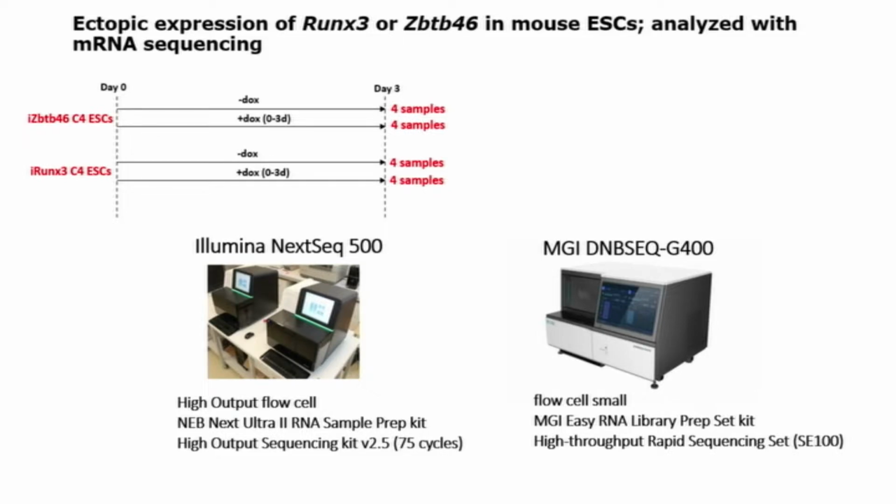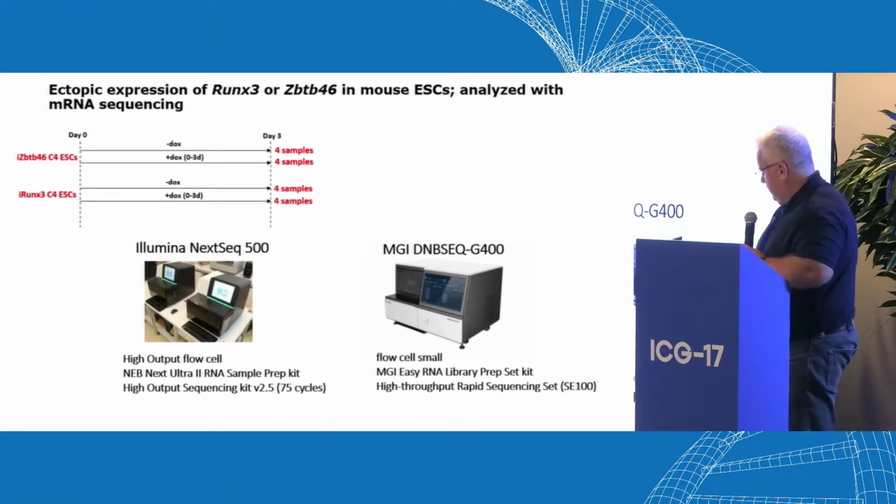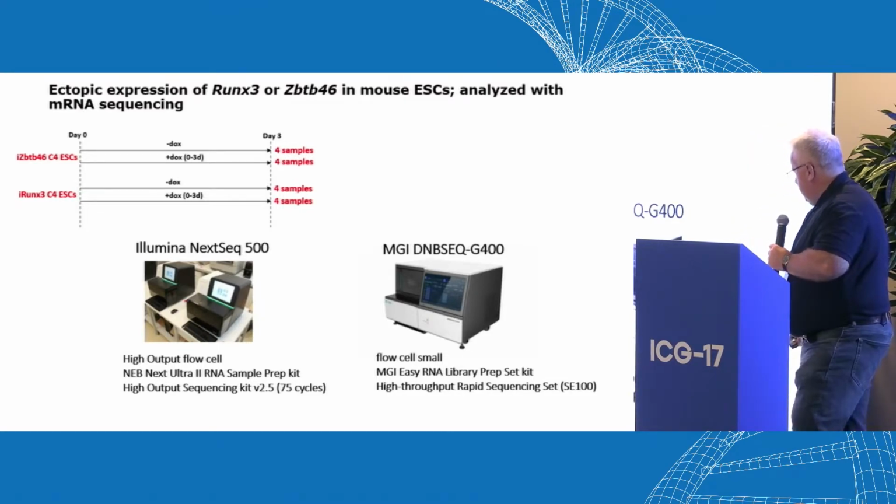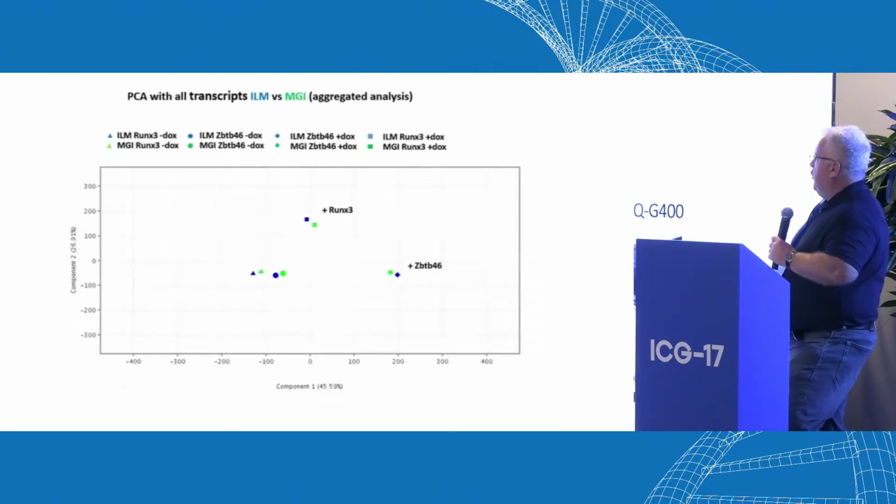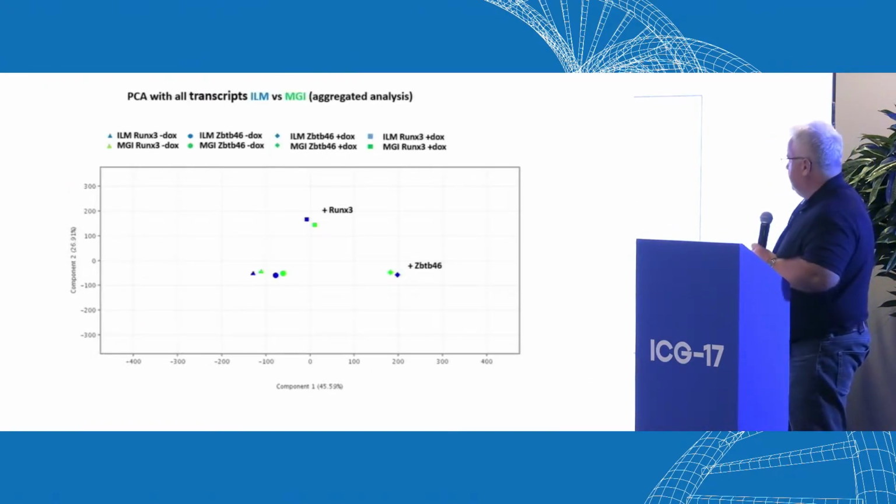So we use these Zbtb46 inducible embryonic stem cells or the Runx3 inducible cells. Even without differentiation, we just cultured the cells for 3 days with or without induction of the transgenes. So we use 4 replicates. Together we harvested 16 samples, and we analyzed the samples with RNA sequencing. So the very same samples were analyzed using the Illumina Next 500 sequencer and the DNBSEQ G400.